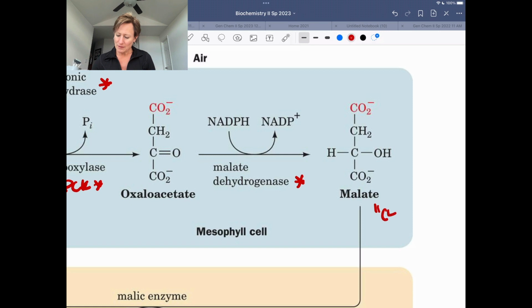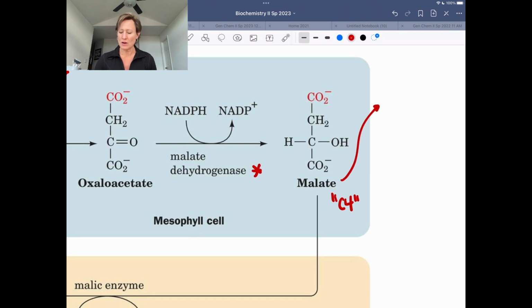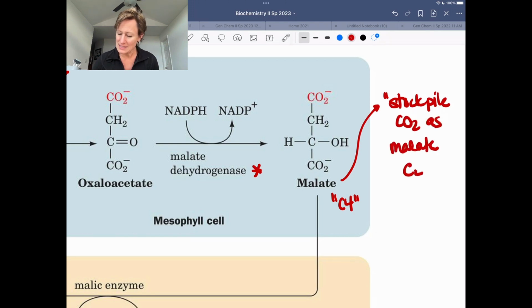That's why this process that happens in C4 plants is called that, because they're essentially storing and stockpiling carbon dioxide as malate. Okay, so what's going to happen here is you are going to stockpile CO2 as malate, and malate again is a C4 substrate. So what's going to happen is you separate this and you keep it away from Calvin cycle enzymes and Calvin cycle chemistry by putting it in a different cell.